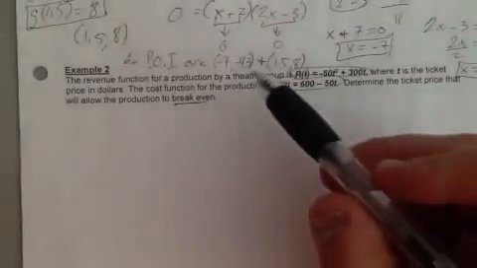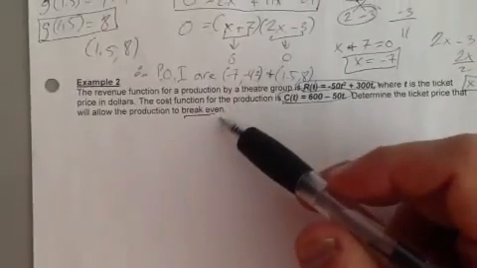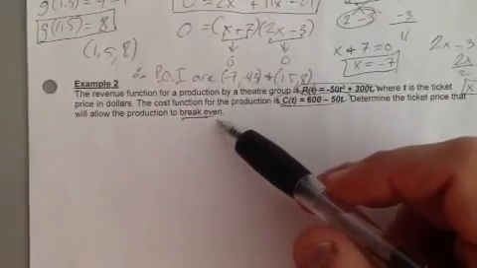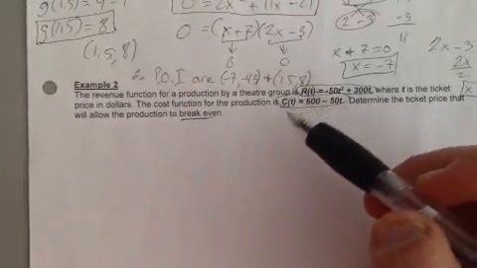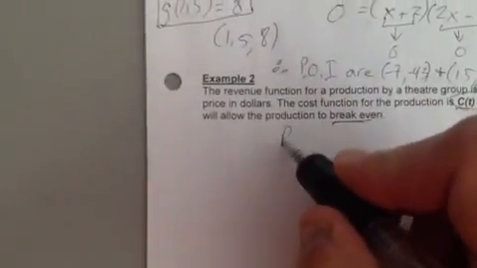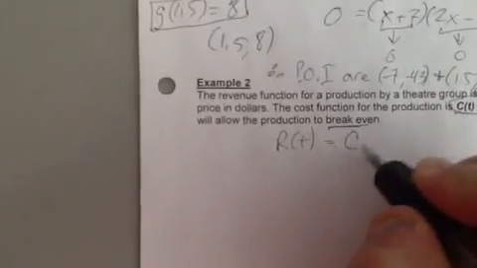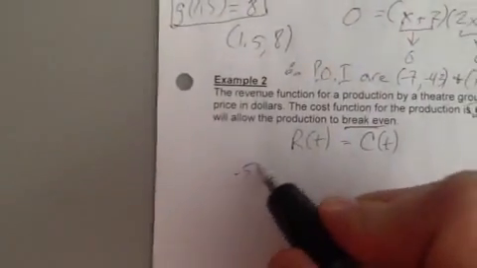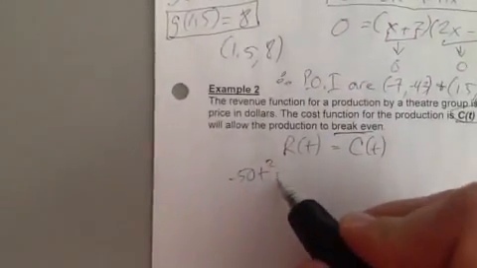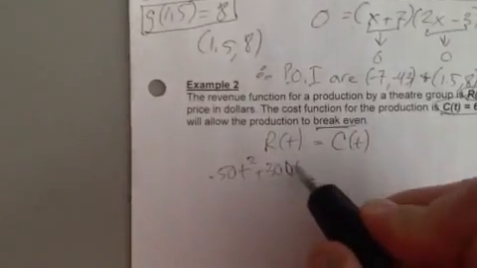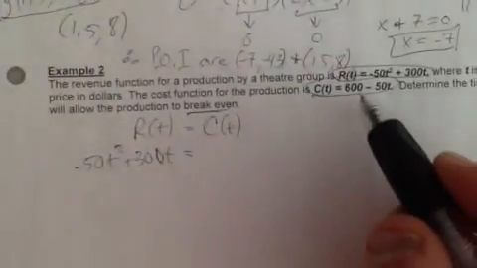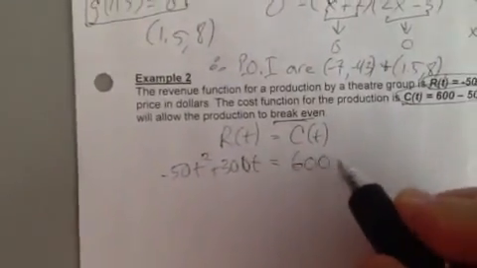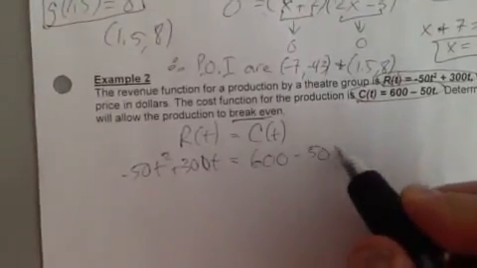So when you are breaking even, that is when the profit is 0. Or when the revenue is the exact same as the cost. So that's what we're trying to figure out. When is the revenue exactly the same as the cost? And so, again, from the last example, I'm just going to plug in revenue equals all this stuff, which is -50t squared plus 300t. And I'm going to plug in cost equals all that stuff, so that's 600 minus 50t.